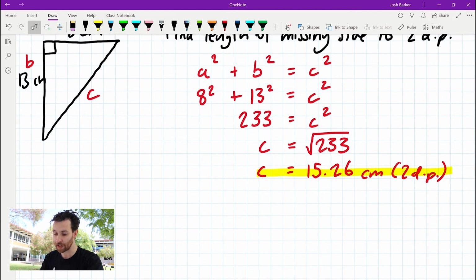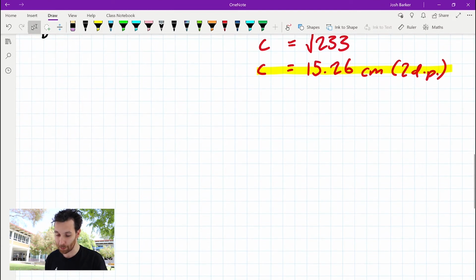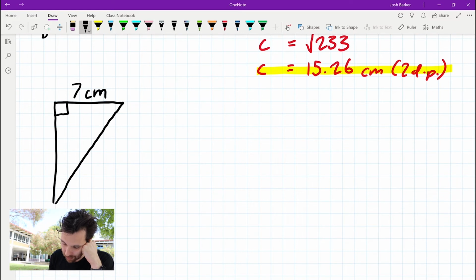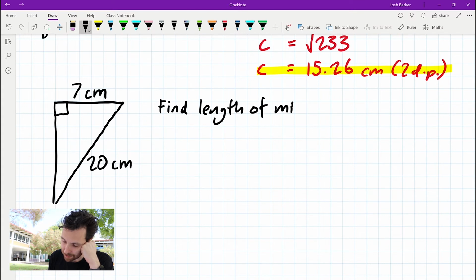Okay, now we're going to do the third example, which is a little bit different. So we've got another triangle with that upside down sort of orientation. We've got 7 centimeters for that side length, 20 centimeters for the hypotenuse length, and we're finding the length of the missing side again to 2 decimal places. Find length of missing side to 2 decimal places.